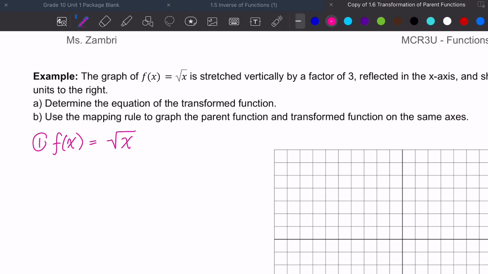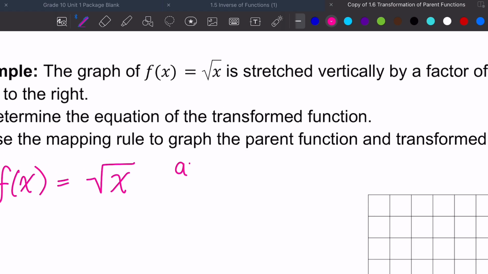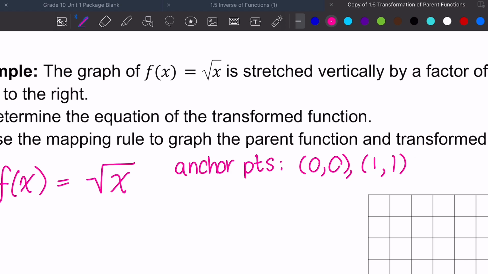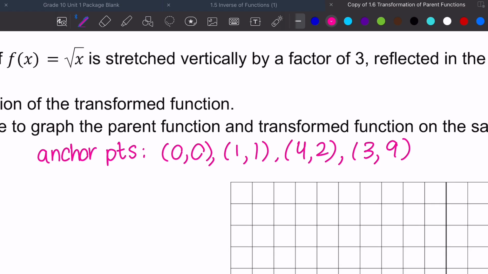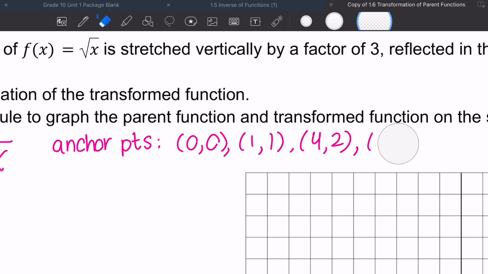So instead of doing a table of values and being like, okay, if I plug in 1, it's this. If I plug in 2, it's this, you can memorize the anchor points as your square rootable values. So your anchor points for this function are (0, 0), (1, 1), (4, 2), (9, 3), and I think that's all you can fit. I don't think you can go up to (16, 4). Or sorry, this should be the flip: (9, 3).